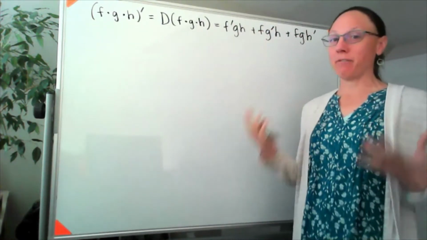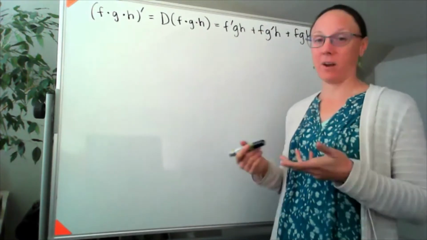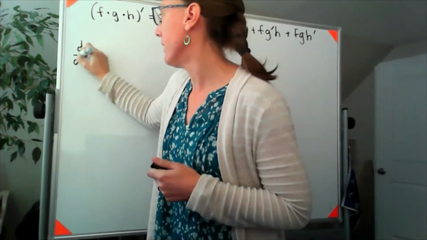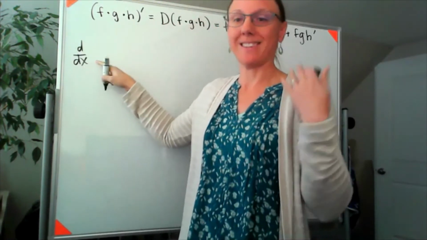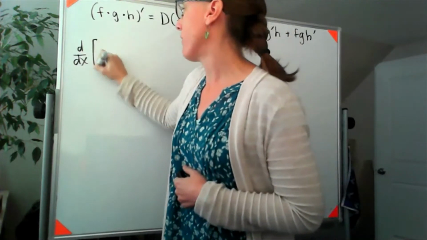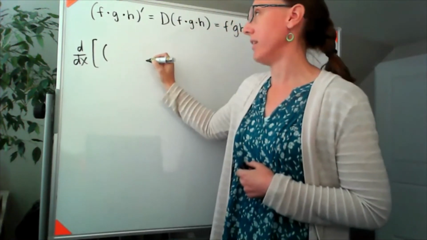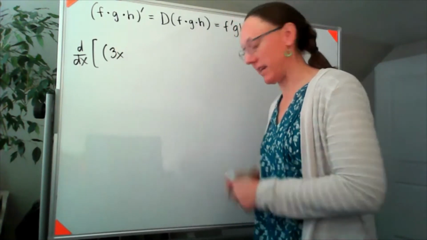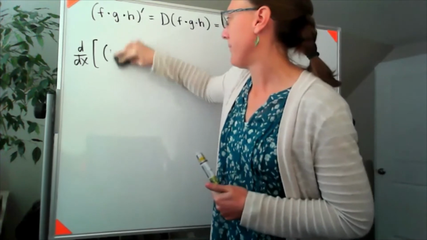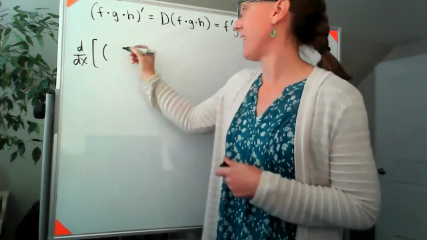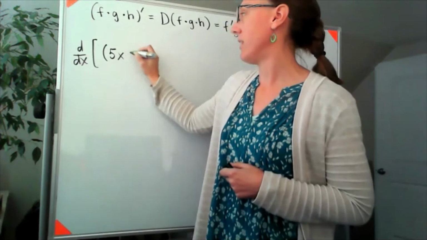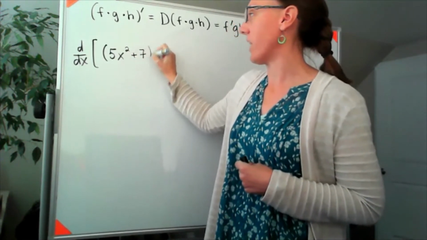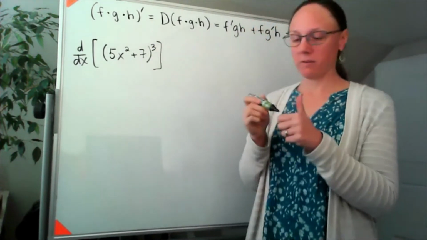So what if my function that I wanted to take the derivative of looked like, so this is another notation that says take the derivative. So what if I wanted to take the derivative of, let's say, too many 3's, I don't want so many 3's. Let's say this looked like 5x squared plus 7, and that whole thing was cubed.